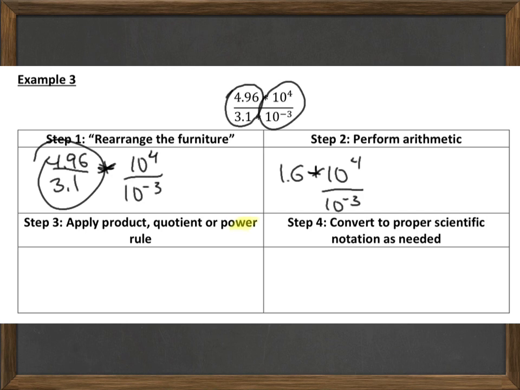So now we're going to have to apply one of our exponent rules. Hopefully you can see in this problem we're going to apply the quotient rule. The quotient rule tells us that if we're dividing two numbers like 10 to the 4th power and 10 to the negative 3rd power, then we have to subtract their exponents. Now this can be a little bit tricky because we have a negative exponent in the denominator. So it's not going to be 4 minus 3. That is not correct.